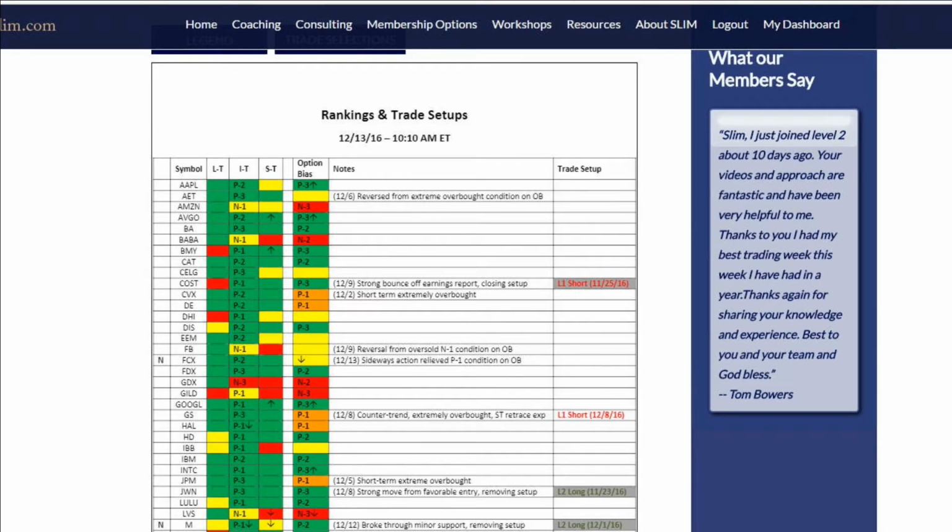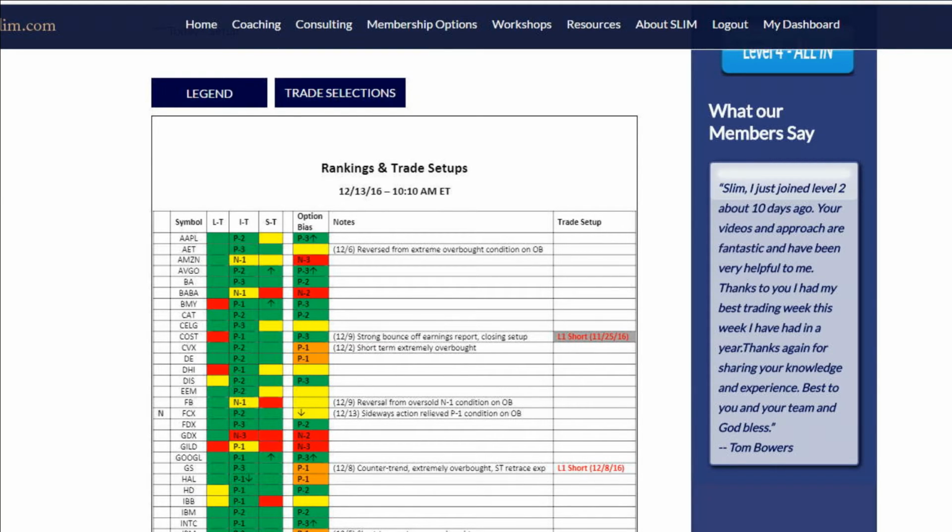So what we have here is analysis in 3 different time frames, plus what we call our option bias. Let's take, for example, the long-term analysis that you can see right in here. This is essentially monthly analysis. When it's green, it's in a positive mode, as you can see here for Apple. When it's red, as you can see here for Bristol Myers, it's in a negative mode. That is a momentum indicator, and it suggests to you whether there is an underlying primary trend that's positive or negative.